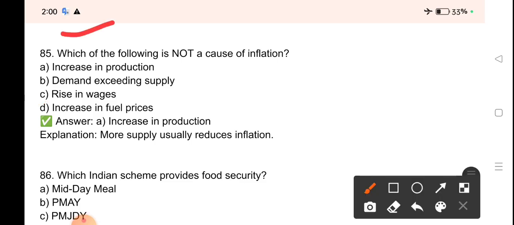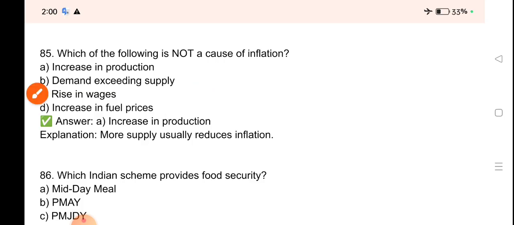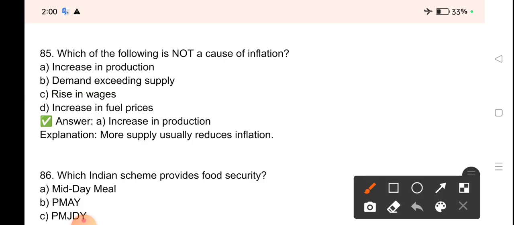Which of the following is not a cause of inflation? Increase in production, demand exceeding supply, rise in wage, increase in fuel price. Increase in production is not a cause of inflation, but demand exceeding supply, rise in wage, and increase in fuel price are causes of inflation. More supply usually reduces inflation.